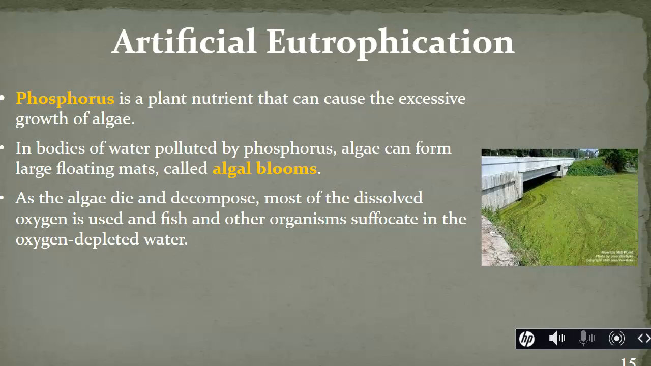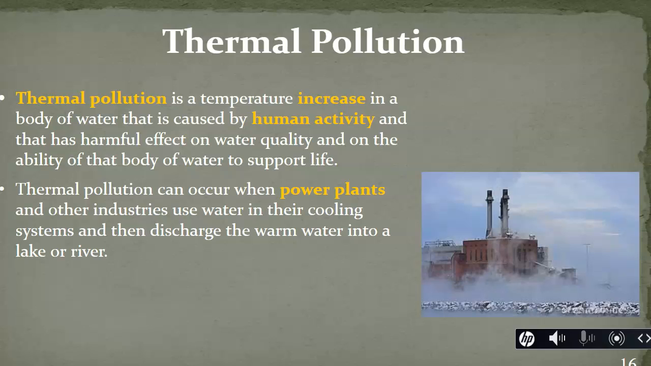Okay. We've mentioned the phosphorus cycle before, but phosphorus is a plant nutrient that causes excess growth of algae. And so a lot of times what we're going to see in water polluted by phosphorus is these giant floats of algae called algae blooms. Okay. And as the algae die and decompose, most of the dissolved oxygen is used and fish and other organisms suffocate in the oxygen depleted water.